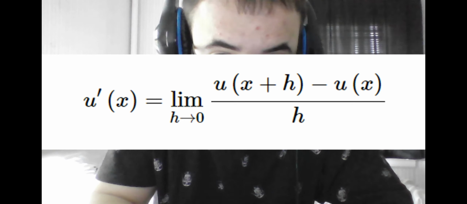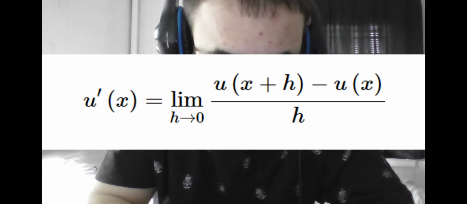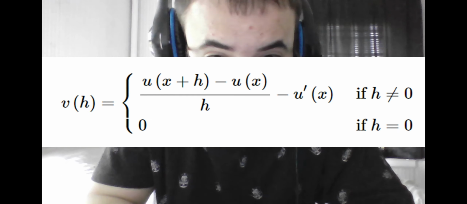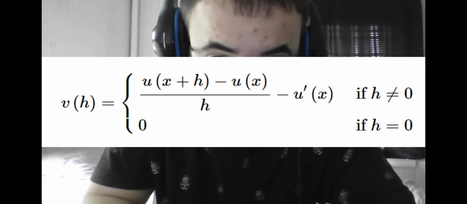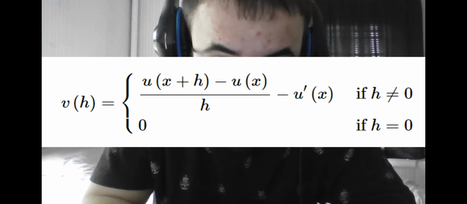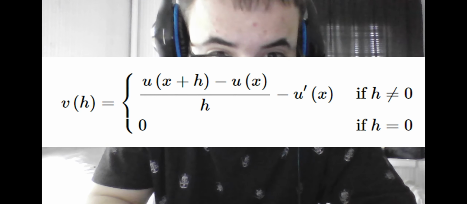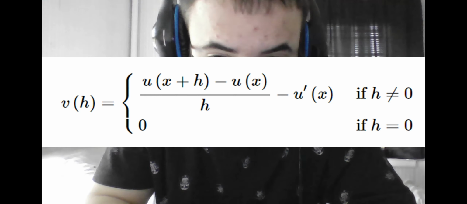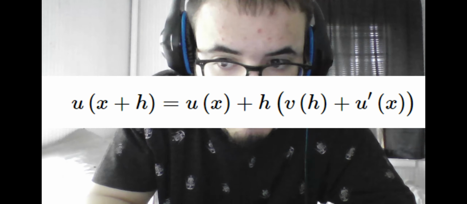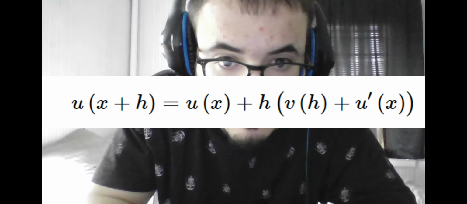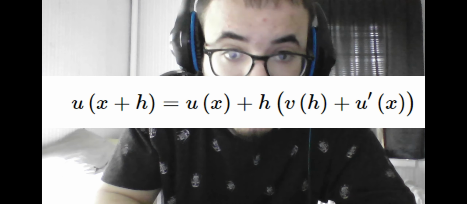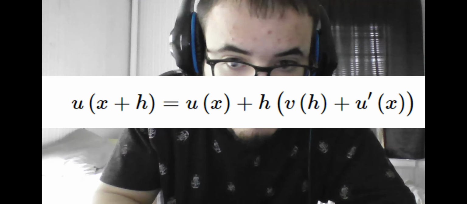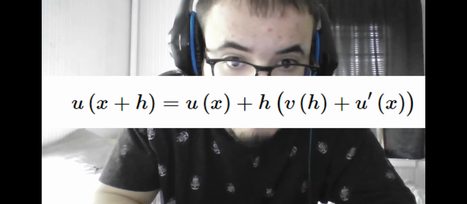We start by defining the derivative of u of x using the literal definition of the derivative, seeing that if we subtract this derivative from itself, we get 0. Define a separate function v of h as exactly equal to 0 if h equals 0, and equal to this derivative if h does not equal 0. We see this everywhere that h does not equal 0. We can rewrite u of x plus h as u of x plus h separately, and h is multiplied by v of h plus the derivative of u of x.